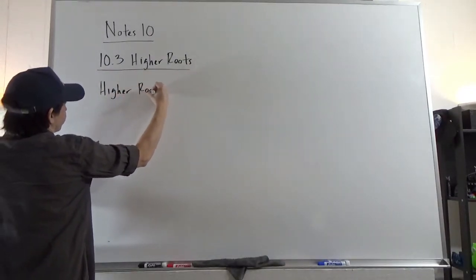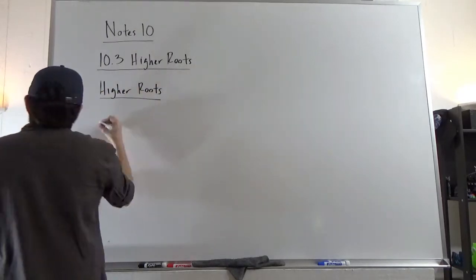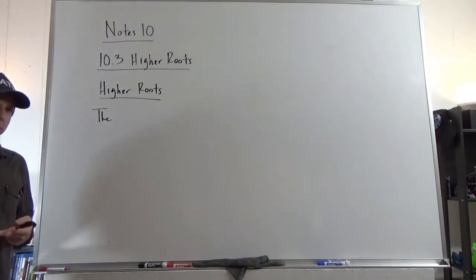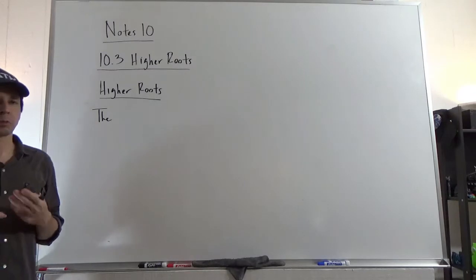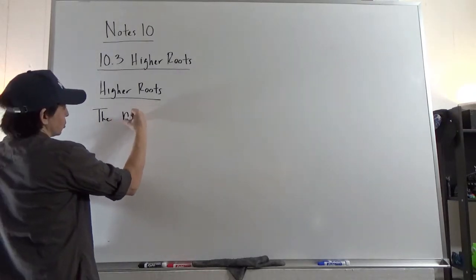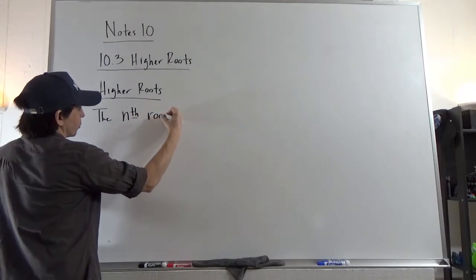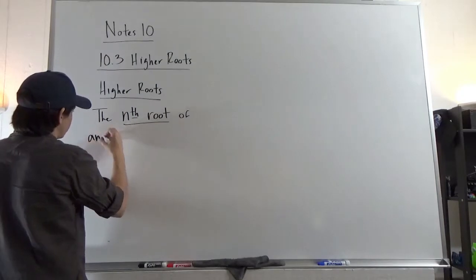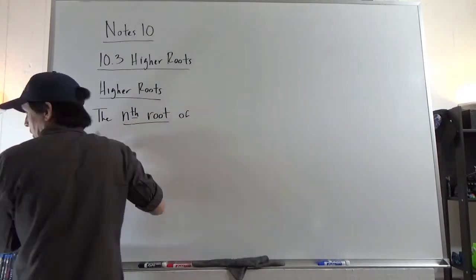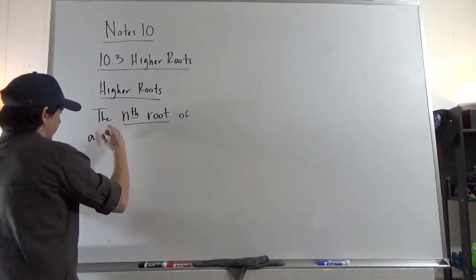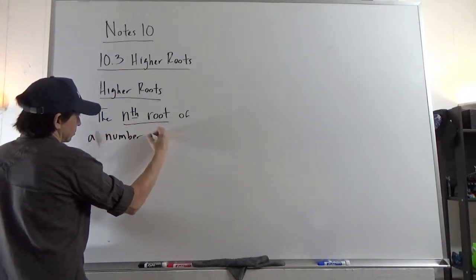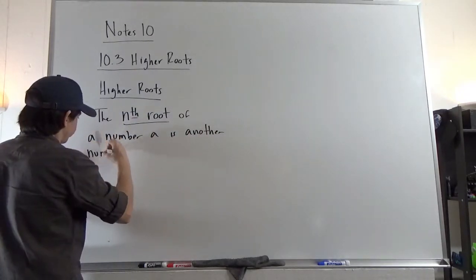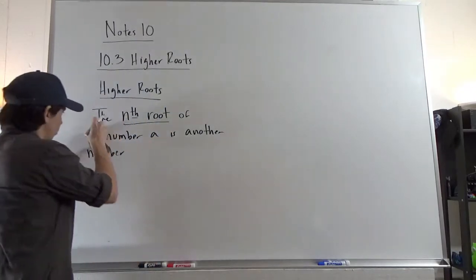Higher roots. We did square roots, there's going to be cube roots, a number that when you cube it, fourth roots, fifth roots, and generically I'm just going to call it the nth root. The nth root of a number a is another number r. It'll be clearer once we get to an actual example with numbers.